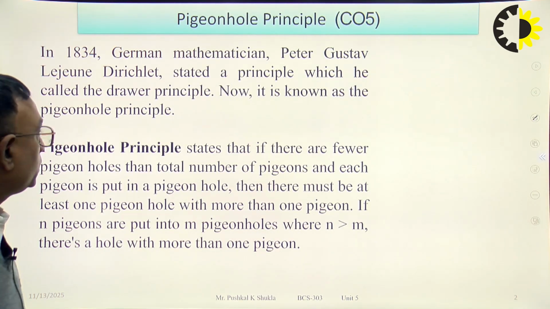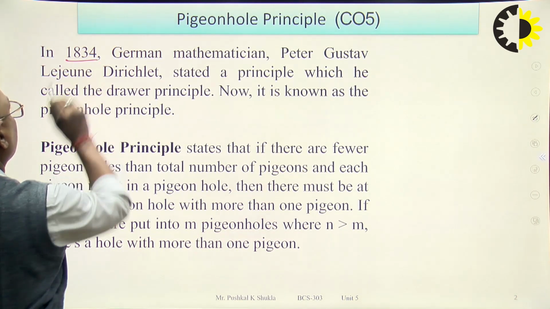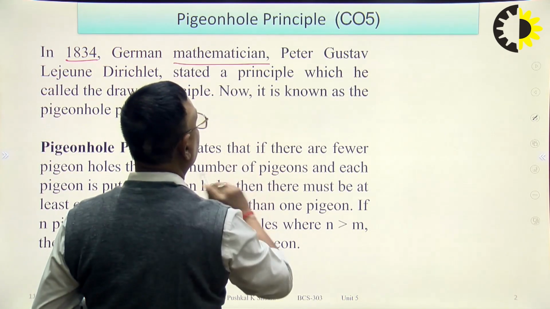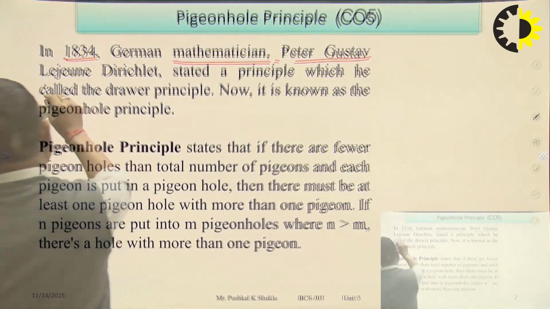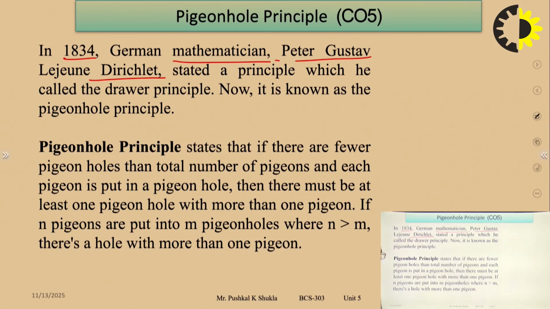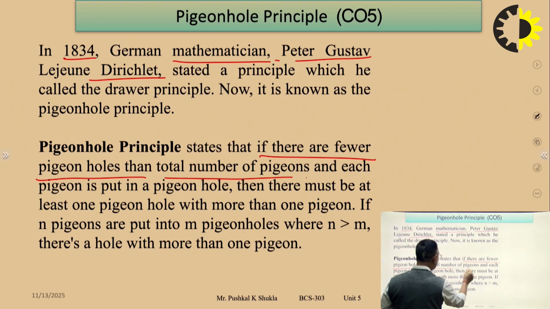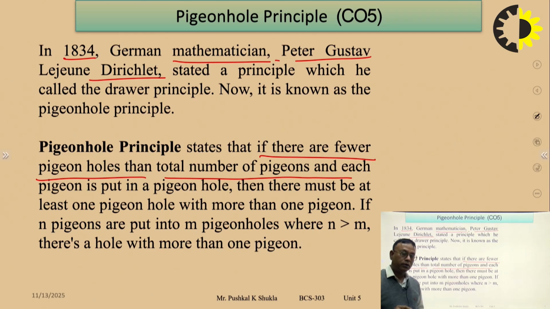Pigeonhole Principle. Basically, in 1834, German mathematician Peter Gustav Dirichlet stated a principle which we called the drawer principle. Now it is known as the pigeonhole principle. The pigeonhole principle states that if there are fewer pigeonholes than the total number of pigeons and each pigeon is put into a pigeonhole, then there must be at least one pigeonhole with more than one pigeon.